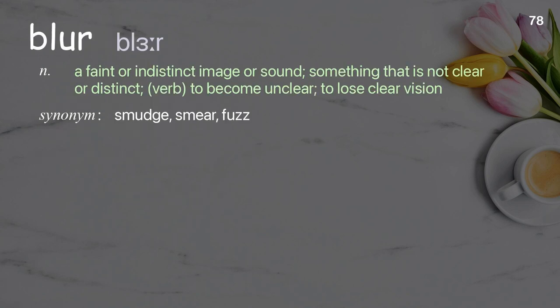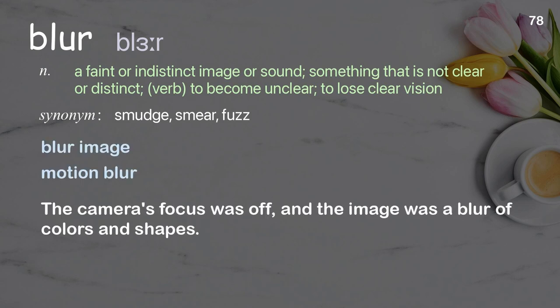Blur. A faint or indistinct image or sound, something that is not clear or distinct. Verb, to become unclear, to lose clear vision. Examples. Blur image. Motion blur. The camera's focus was off, and the image was a blur of colors and shapes.